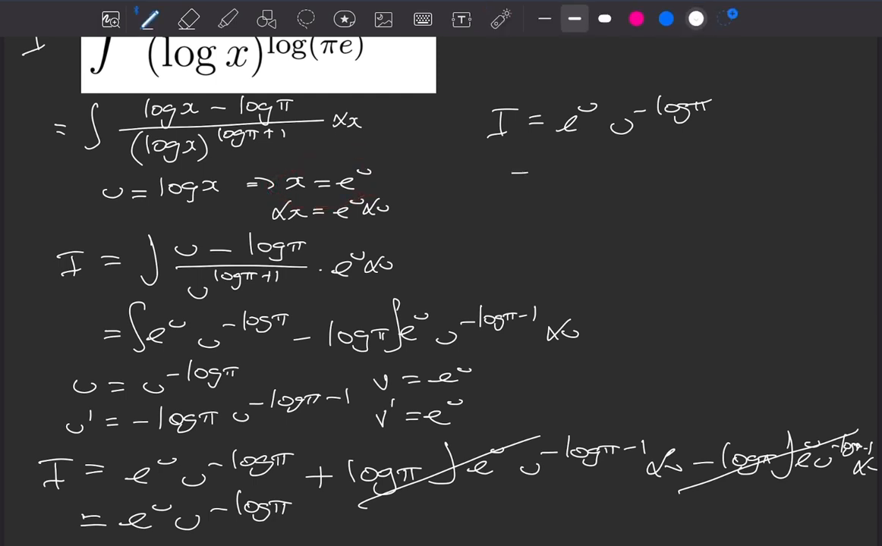So what we're going to have is equal to x multiplied by u, which is log of x, to the power of minus log pi, and we'll just stick that log of x on the bottom. So we have x over log of x to the power of log pi. We can have a plus c as well, but it doesn't matter when it's MIT. So spot on, lovely jubbly.